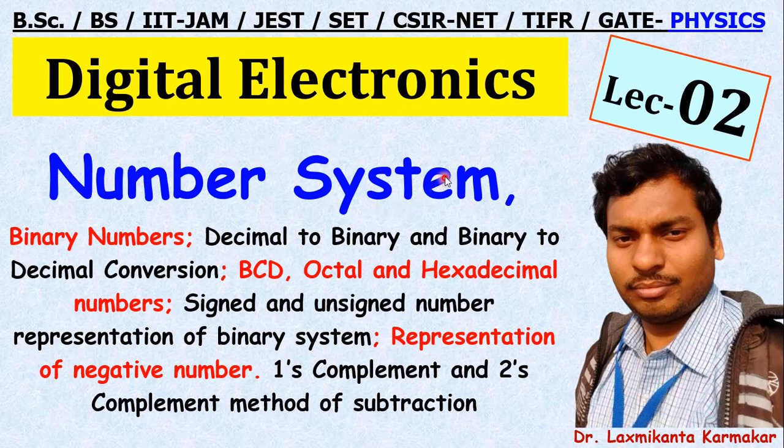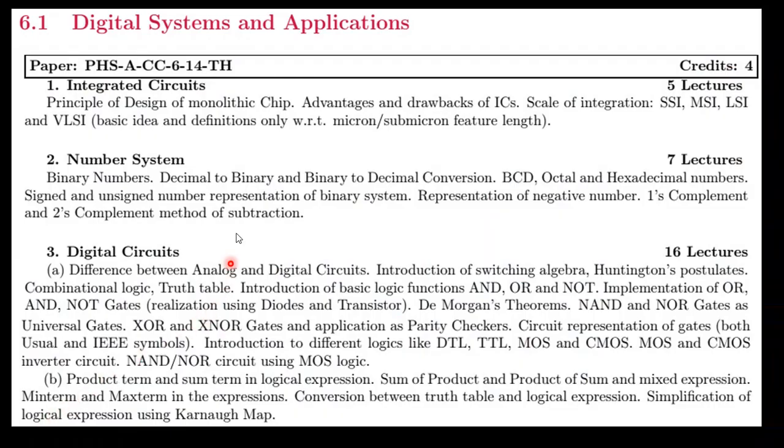Today we want to discuss the number system, that is the binary number system, decimal to binary, binary to decimal conversion, then BCD, binary coded decimal, octal and hexadecimal numbers, then signed and unsigned number representation of binary numbers, representation of negative numbers, first complement and second complement methods of subtraction. So this is the total part we want to discuss in this video. You can say this is the syllabus for semester 6 for BSc physics honors.